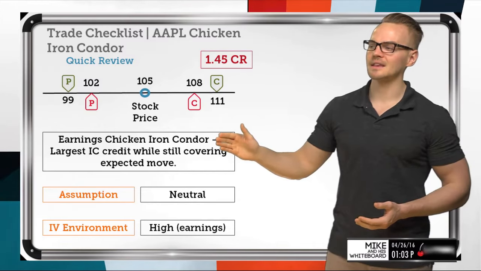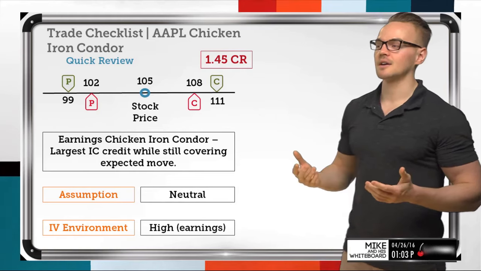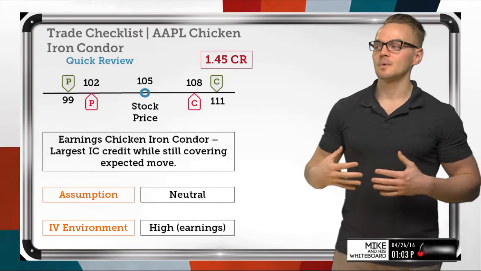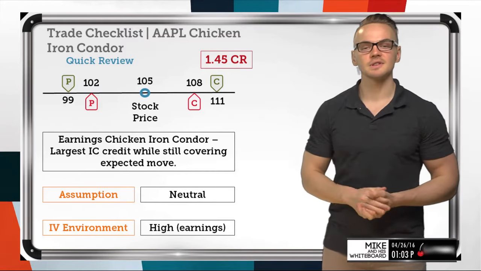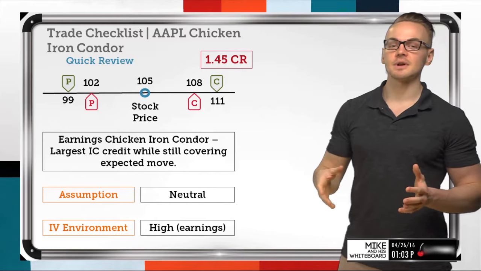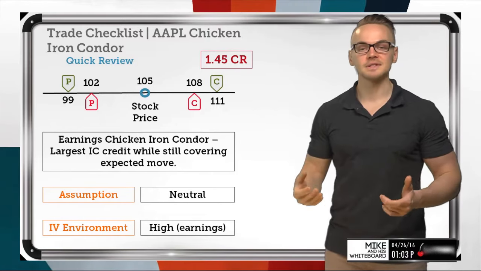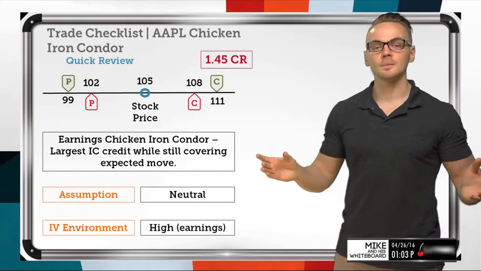So when we're looking at the earnings chicken iron condor, it's basically the largest iron condor that we can deploy that gives us the largest credit while still covering the expected move. So this is why I like this strategy for earnings specifically. I don't route this strategy in non-earnings environments. I would much rather get that higher probability of success and just deploy a normal iron condor.